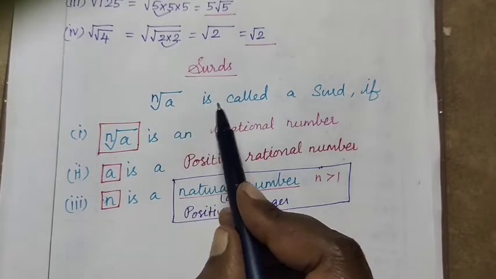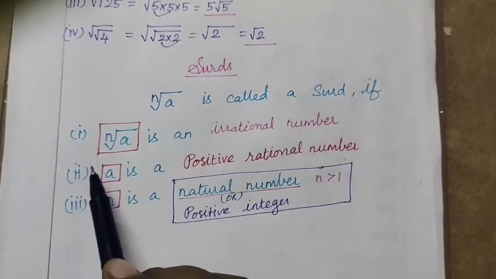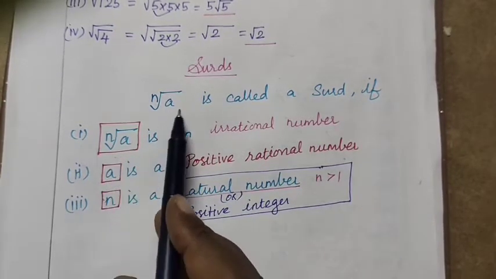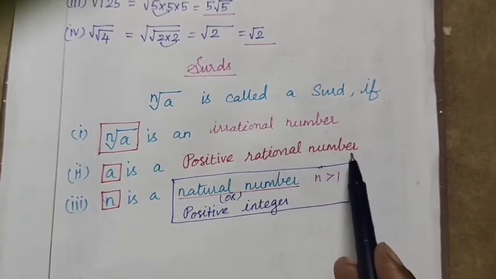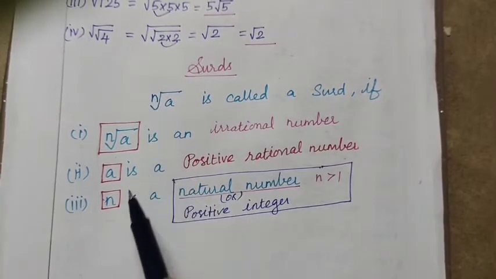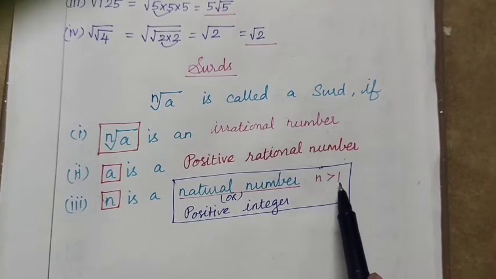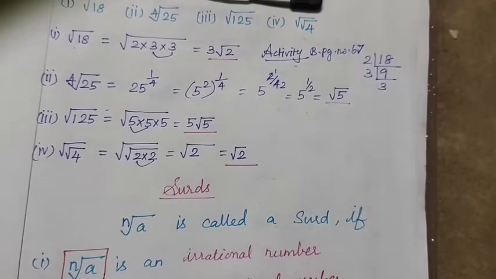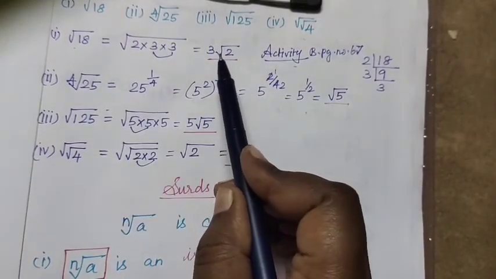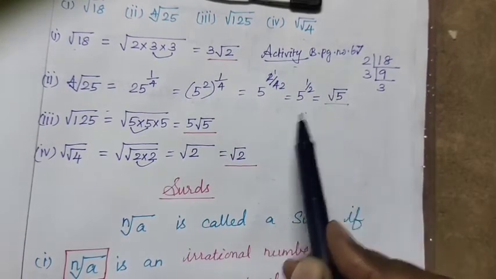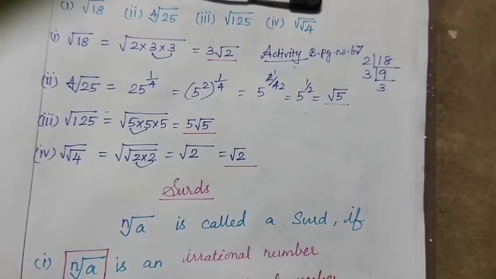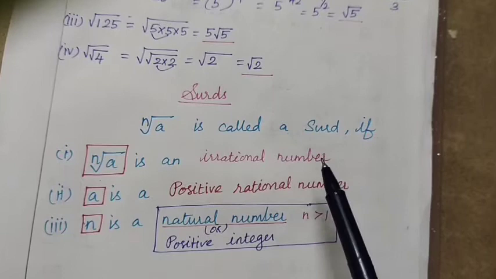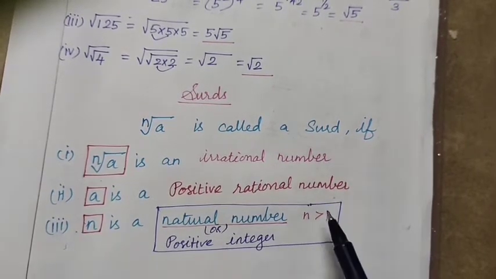Nth root of a is called a surd if nth root of a is an irrational number, a is a positive rational number, and this n is a natural number greater than 1 or positive integer. See the examples. Here n is 2. N is a natural number greater than 1. So this condition is satisfied here.